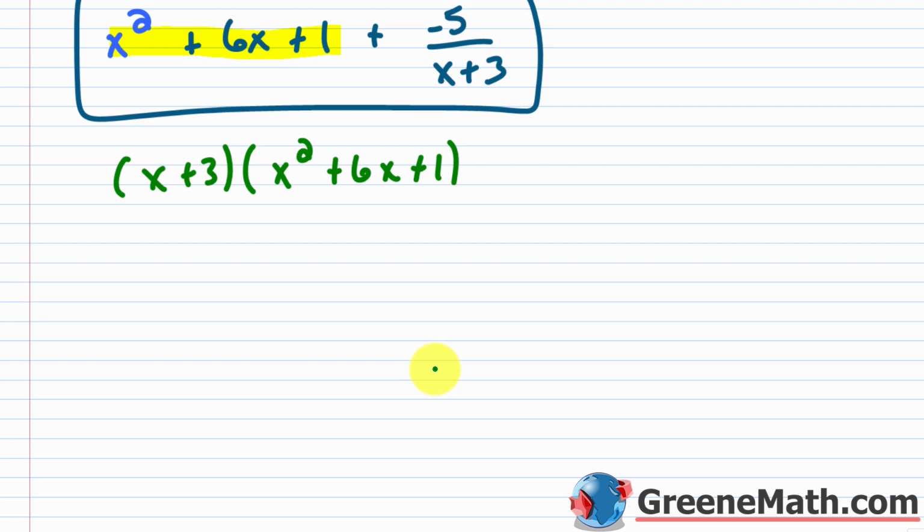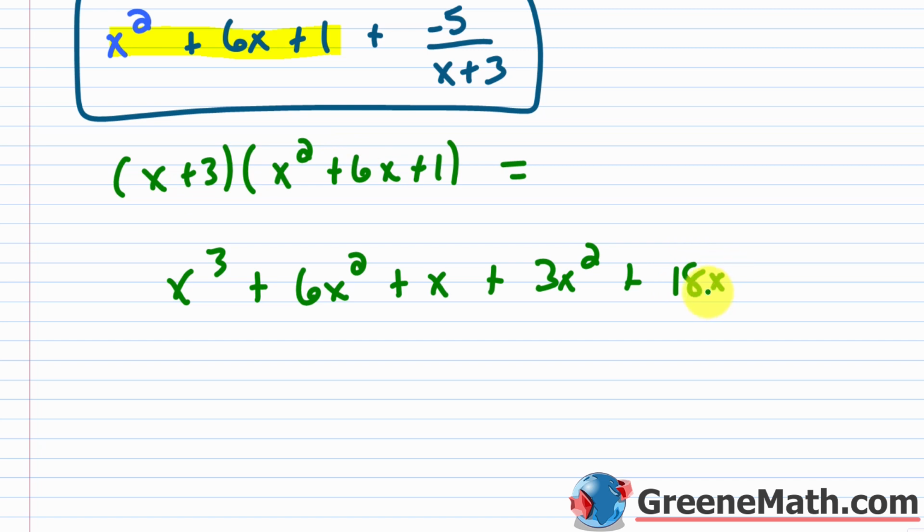I'll come back up. So essentially, I'm going to do x times x squared, that's x cubed. And then plus, I'm going to do x times 6x, that's 6x squared. And then plus x times 1 is just x. And then plus 3 times x squared is 3x squared. And then plus, we're going to have 3 times 6x, that's 18x. And then plus, we're going to have 3 times 1, which is 3. So combine like terms here.